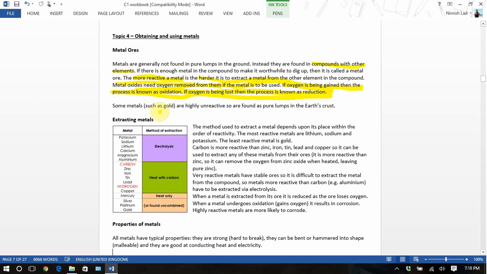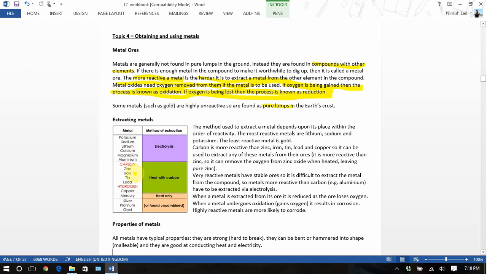Some metals, such as gold, are massively unreactive, so you find them as pure lumps. Unreactive metals, gold, platinum, and silver, are generally found uncombined in pure lumps. So how do you actually extract each metal? Well, the method of extraction depends upon where it is in the reactivity series.